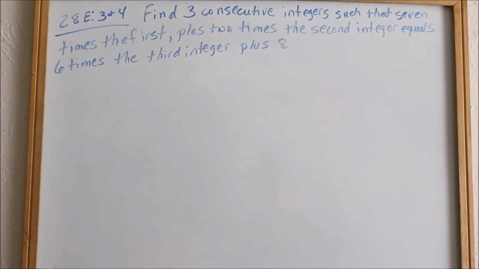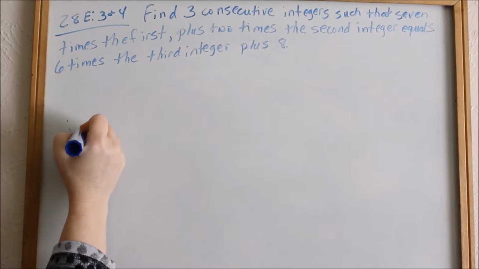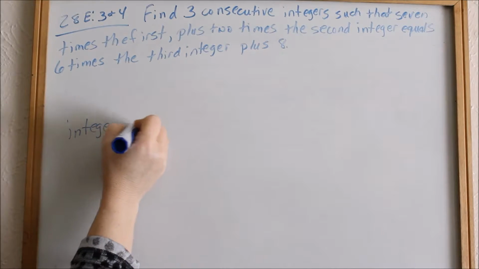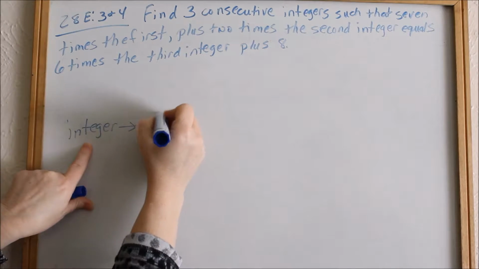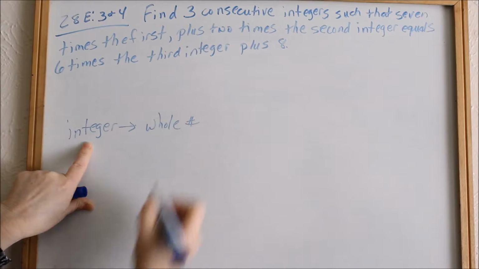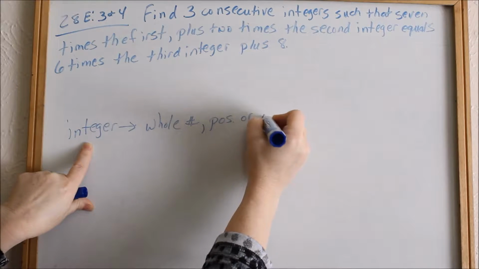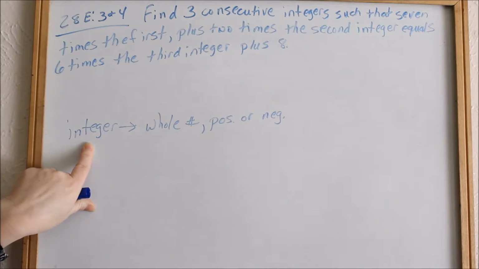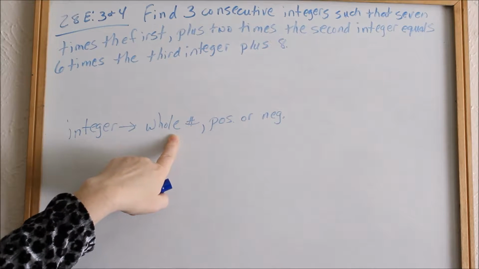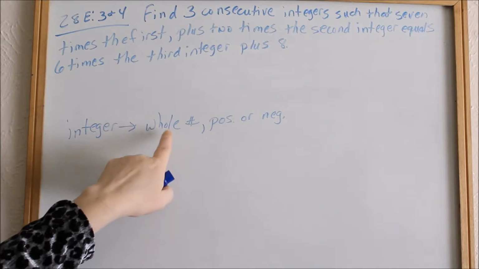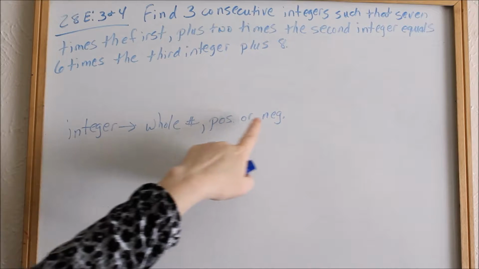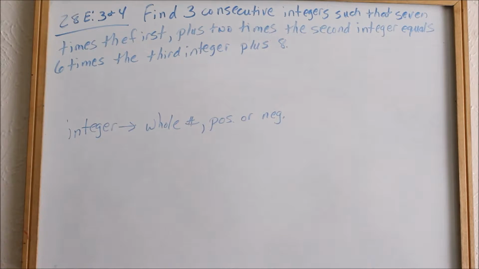Okay, now we're going to be doing integer problems, consecutive integers, and consecutive even and odd integers. The first thing you need to know is what is an integer. An integer is a whole number, meaning it cannot be a fraction or a decimal, and it can either be positive or negative. So on all these problems, you should come up with a whole number, not a decimal, not a fraction, but it can be positive or negative. That's what an integer is.